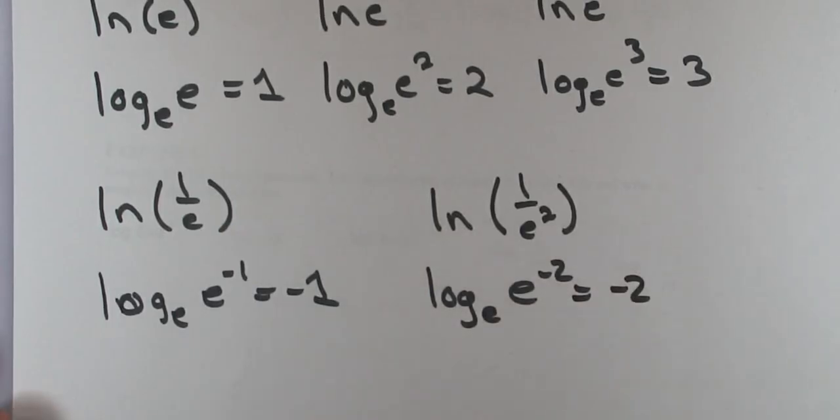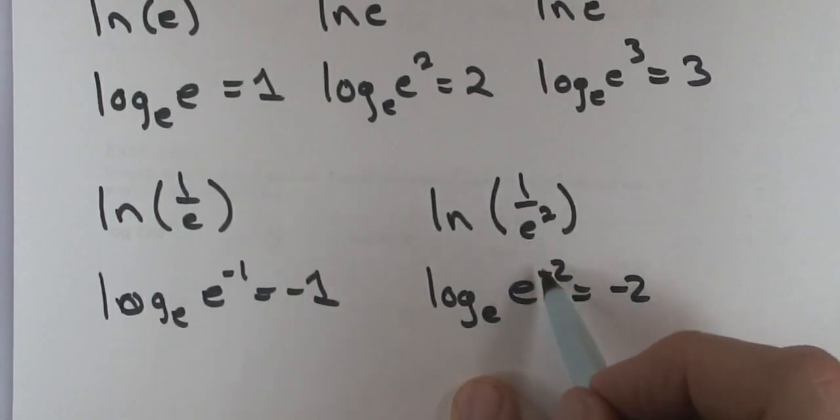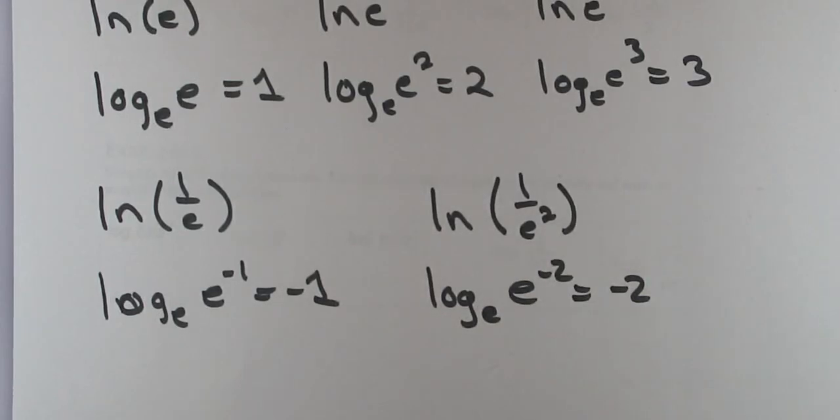Negative 2. Yeah. So when these match, the base of the logarithm and the base of your exponential function, you're just going to get this exponent there. And that's kind of a cool property. Certainly something to take note of as you're working through some of these things.